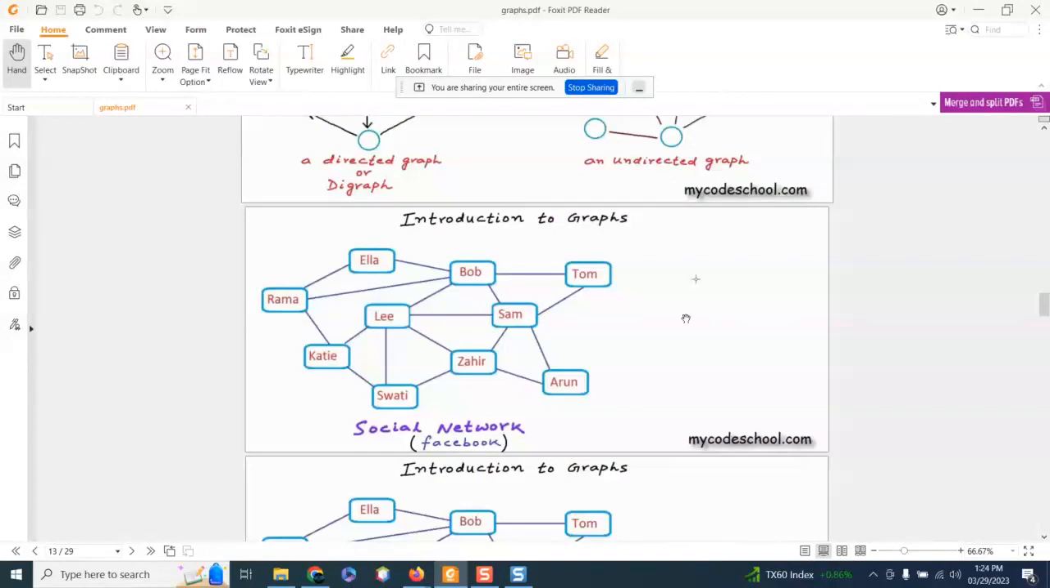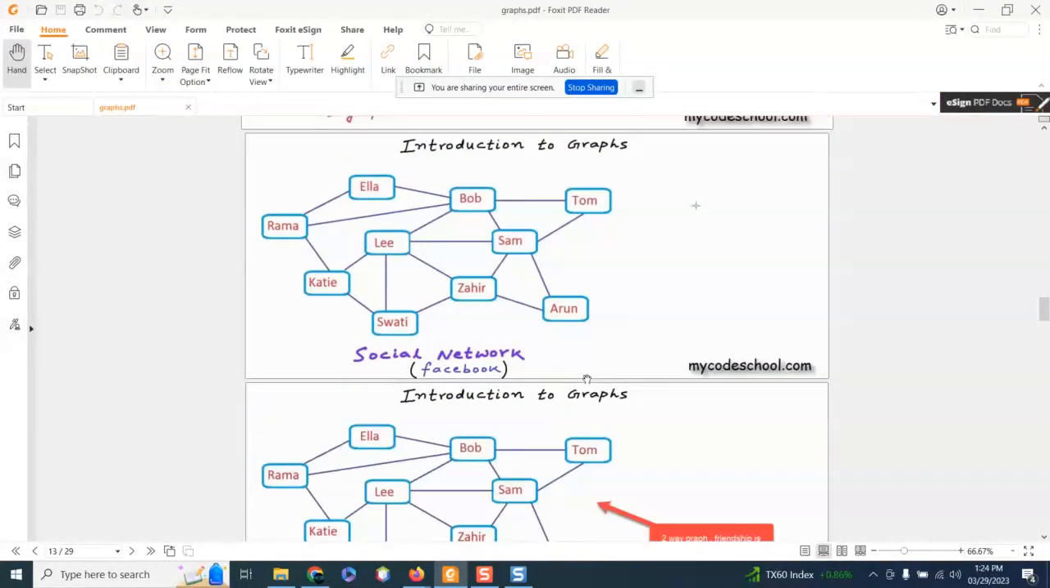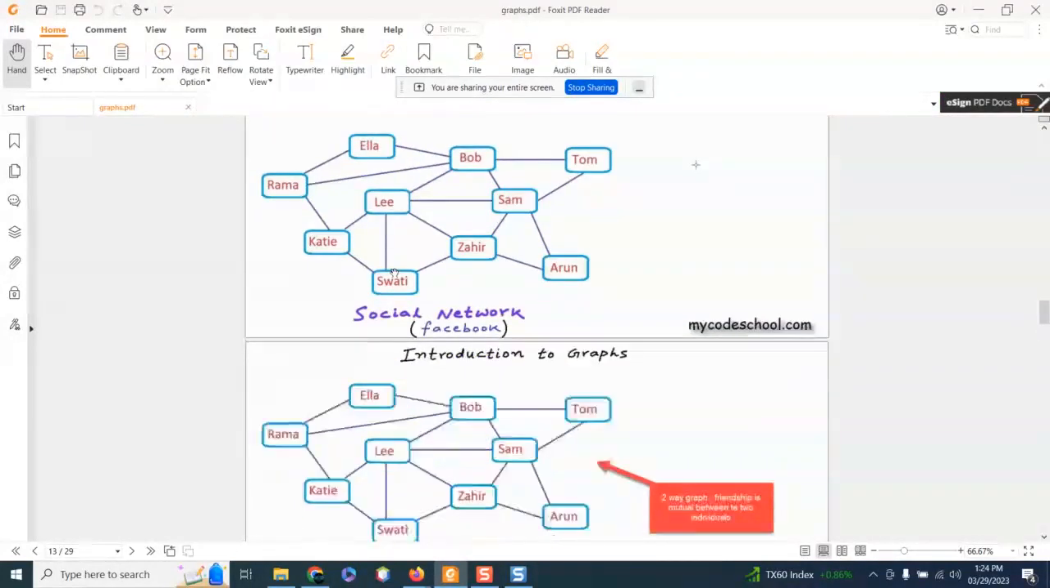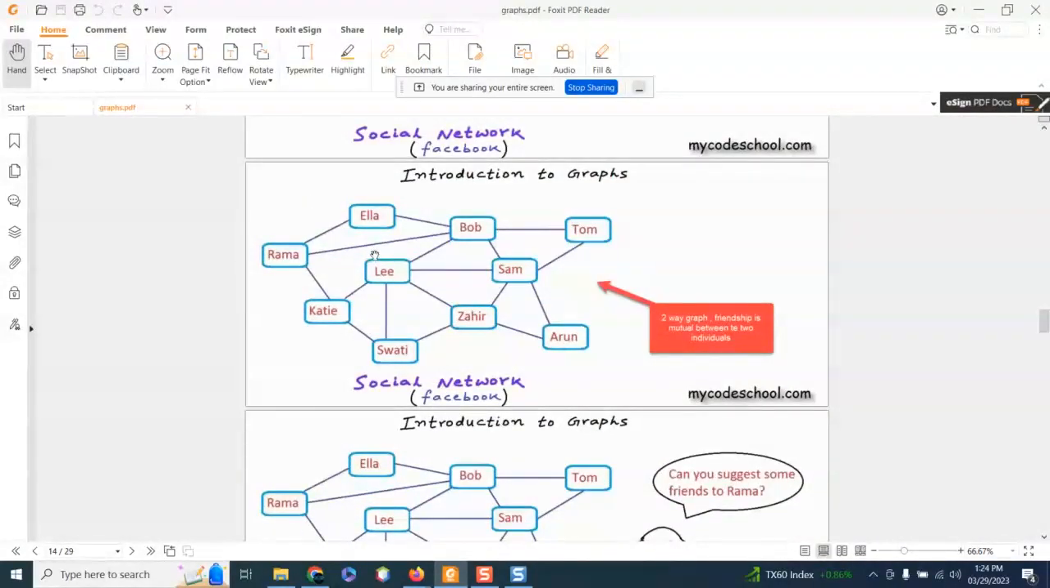Let's say on a social media network like Facebook, you have immediate friends. So let's say I pick up the example of Rama, which is explained in this example. There are some friends that are connected. Rama is a direct friend with Ela, Rama is a direct friend with Katie, and Rama is a direct friend with Bob. These are the three immediate friends that Rama has.